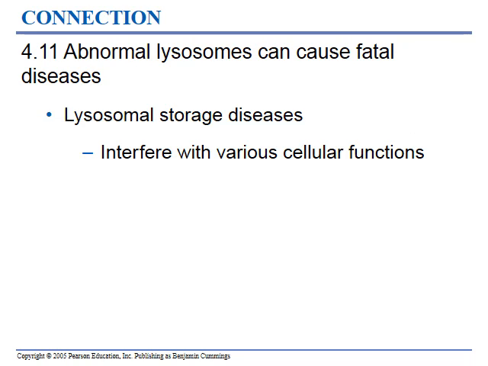Okay, abnormal lysosomes can cause some fatal diseases. One fairly well-known fatal disease is Tay-Sachs disease. And Tay-Sachs, fortunately, I guess, can be detected before people choose to have children. But it destroys the nervous system. It's a fatal disease. It prevents the breakdown of lipids in the nerve cell membrane. So your lysosomes don't function properly and your nerves get destroyed.